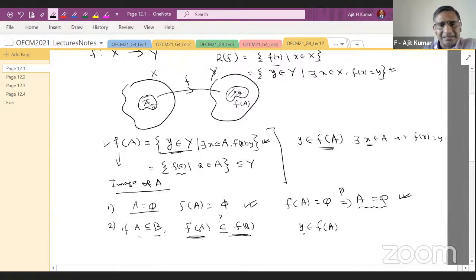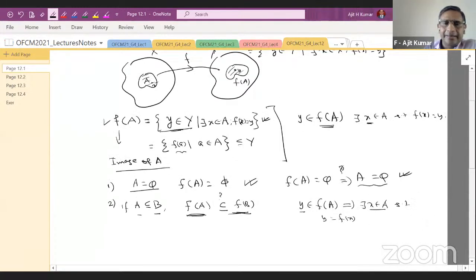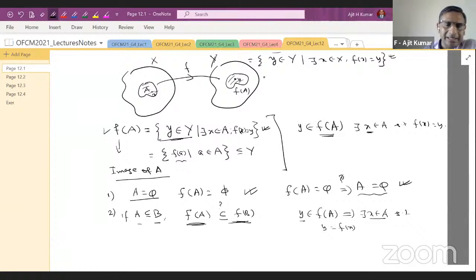But in case it is non-empty, then let us take y in f of A. The moment y is in f of A, what does it mean? There exists some x in A such that y is equal to f of x. But where does x lie? X lies in A. And what do we know about A? It is a subset of B. So since x is in A and A is a subset of B, x is also in B, right?